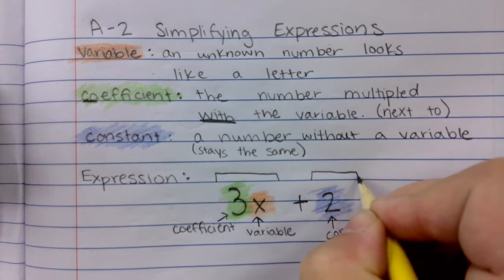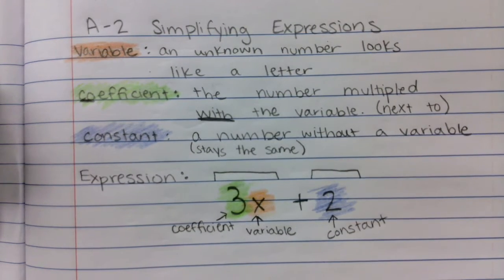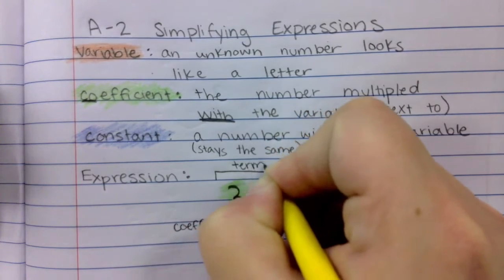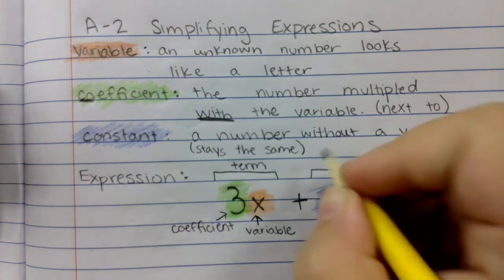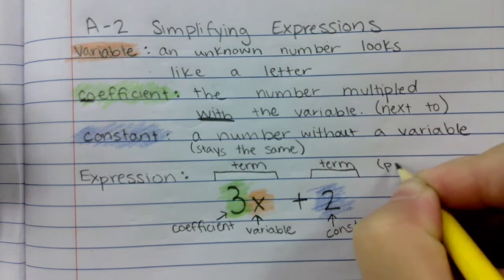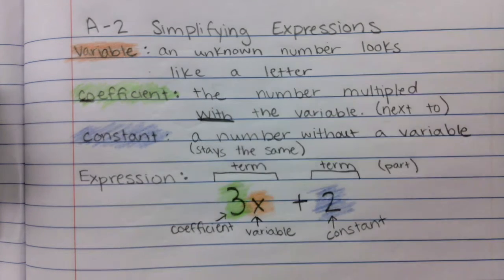In expressions, we call those parts terms. So this is 1 term, and this is another term, which really just means part. So if we have a coefficient and a variable, because they're being multiplied together, they count as just 1 part together. Because they are together. Hence the coefficient, together.